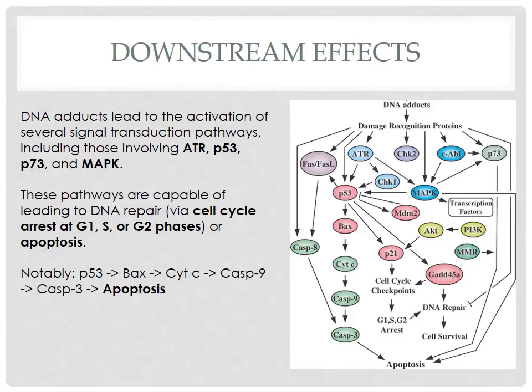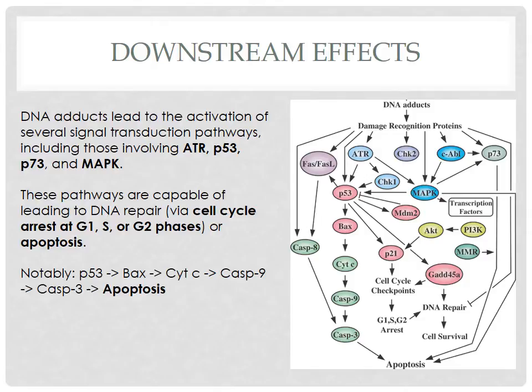The formation of DNA adducts results in the activation of several downstream signal transduction pathways. These pathways involve proteins such as ATR, P53, P73, and MAPK. As seen in the figure, said proteins activate multiple pathways that have various effects. Such effects include DNA repair via cell cycle arrest or the activation of apoptosis.